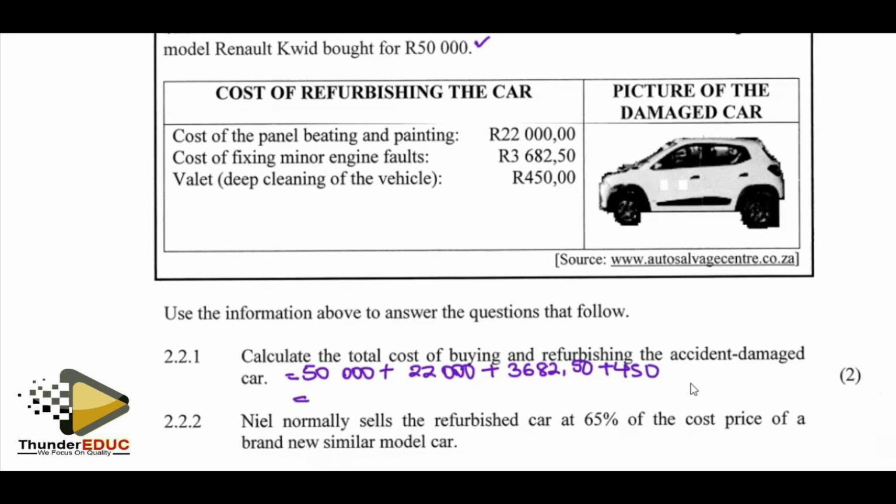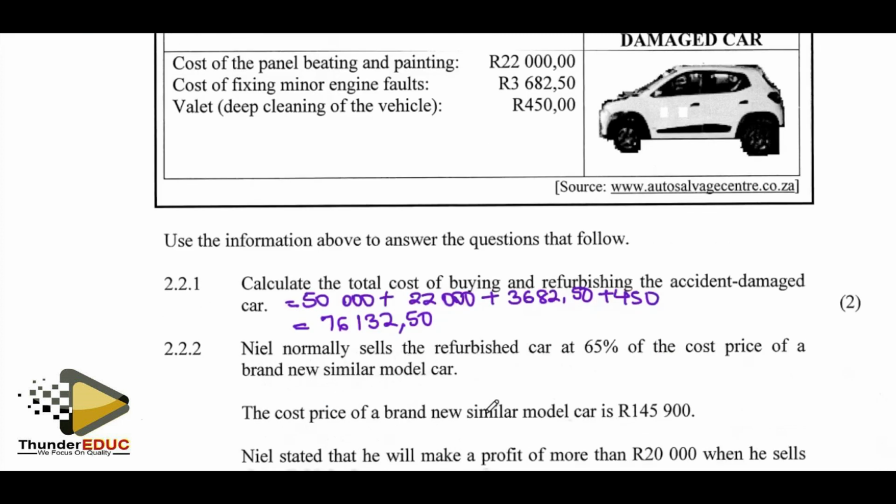When you add all this money, you have 76,132 rands, 50 cents. R76,132, 50 cents. All right, that's what we do.